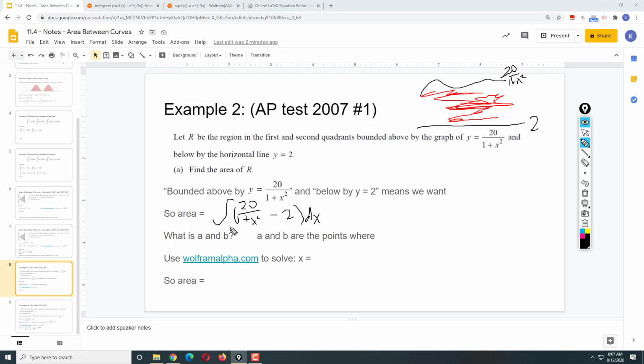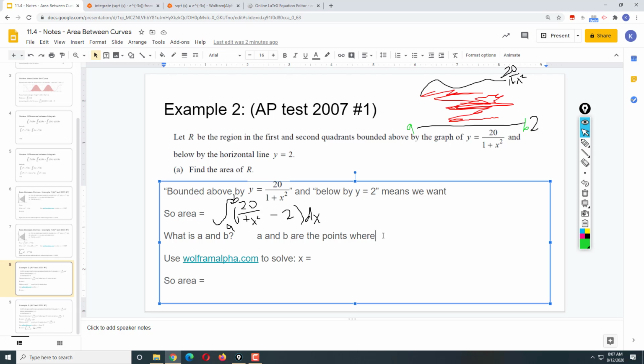And we're integrating from a to b again. The problem is we don't know what a and b are. What are a and b? Okay, a and b are the points where the two are equal. Because we know that at some point we have this enclosed region. So at some point, 20 over 1 plus x squared must equal 2. And there are 2 points where this is true. In other words, that's where 20 over 1 plus x squared must equal 2.